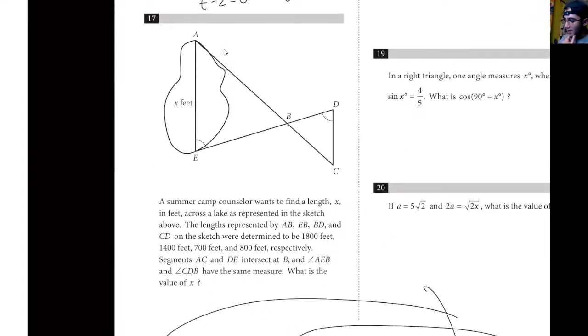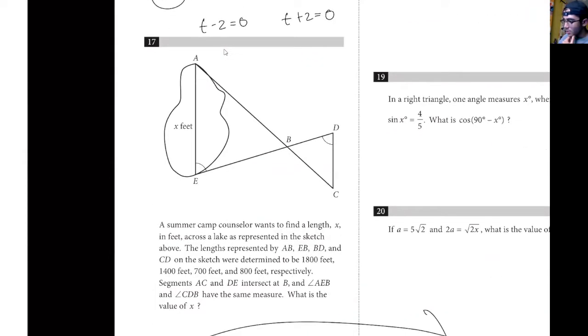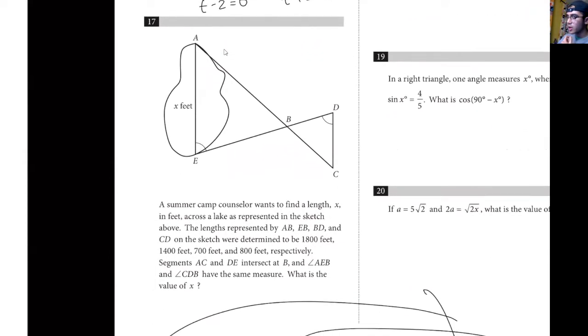Okay, a summer camp counselor. Okay, so we're given this diagram. Typically, when you're given stuff like this, you're going to be given certain sides, and you're going to be asked which one's proportional, right? And typically these are proportional.